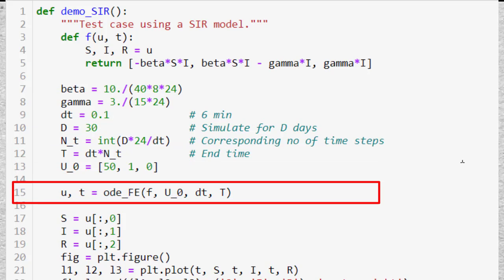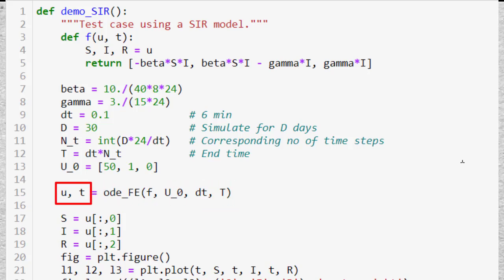In the single line 15, we call our generic solver, ODE_E_FE, sending it the f it will use to implement our SIR model, the initial conditions, the time interval, and the time range, everything it needs to compute and send back the arrays u and t that will be used for plotting.